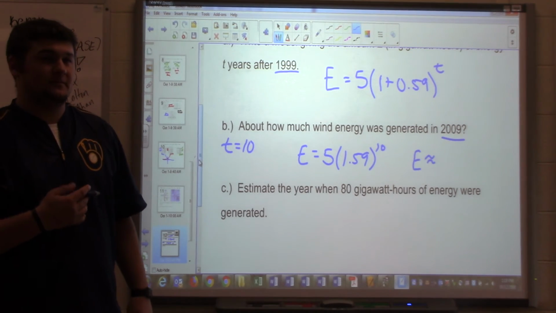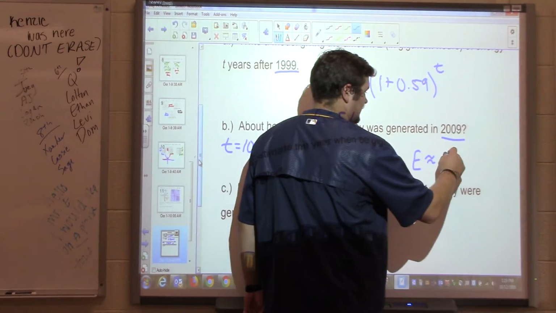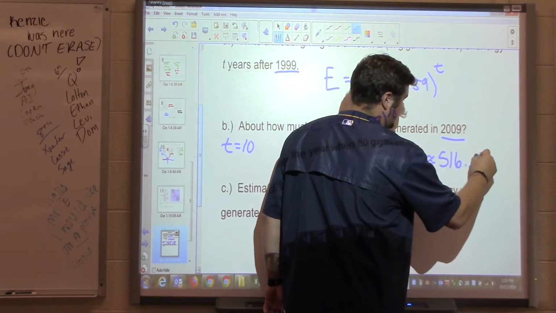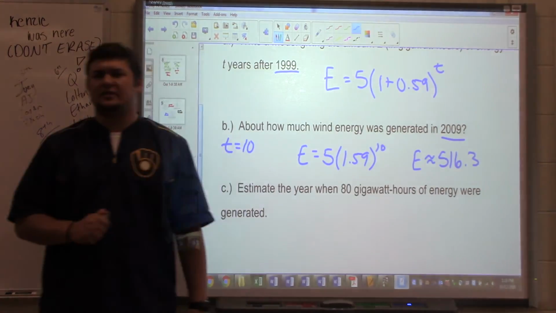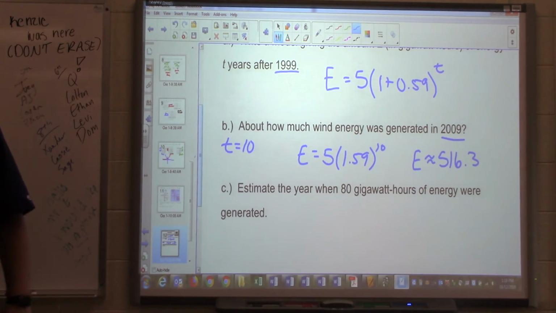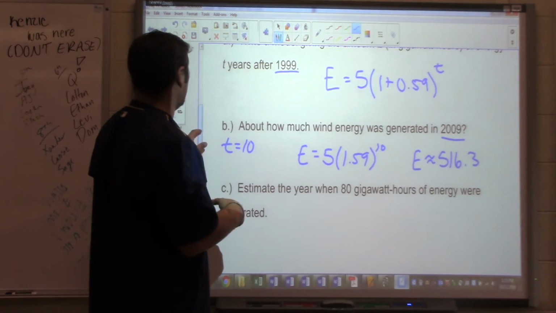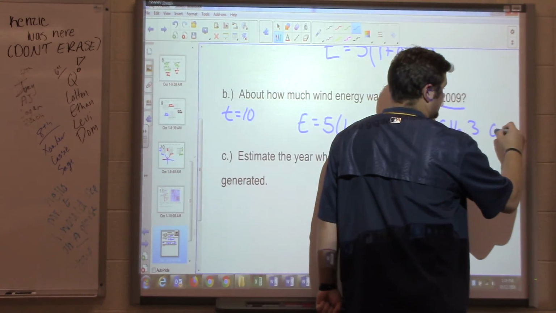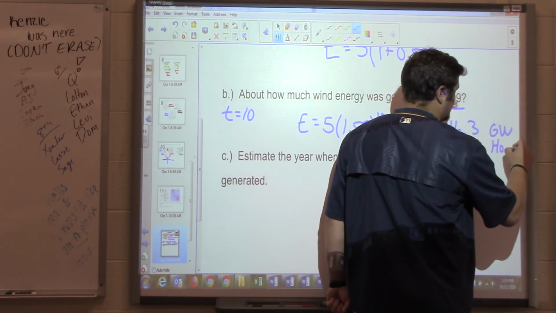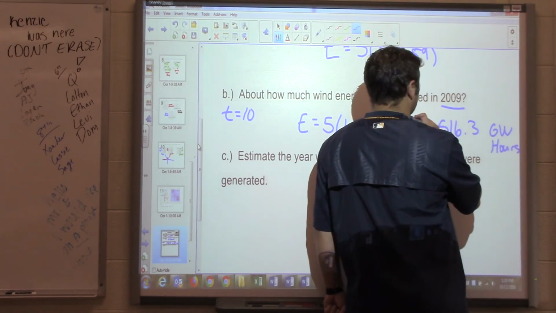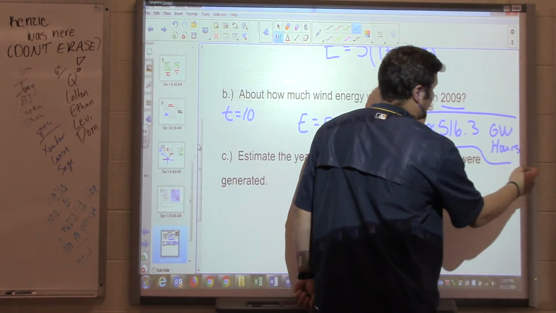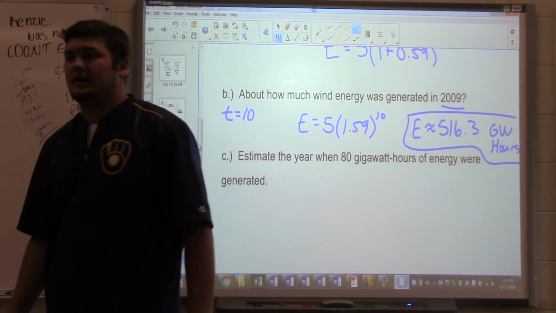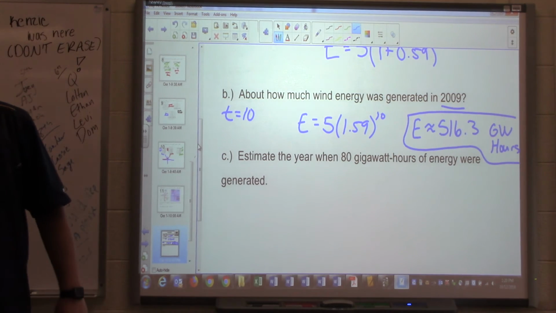Beth, what'd you get? 516.3. Now, what's our label going to be for this? Gigawatt hours, right? We're talking in terms of energy. We're talking in terms of gigawatt hours up here. I don't know if that's the actual abbreviation for gigawatt. I highly doubt it. But I'm just writing it because I ran out of room. Okay?